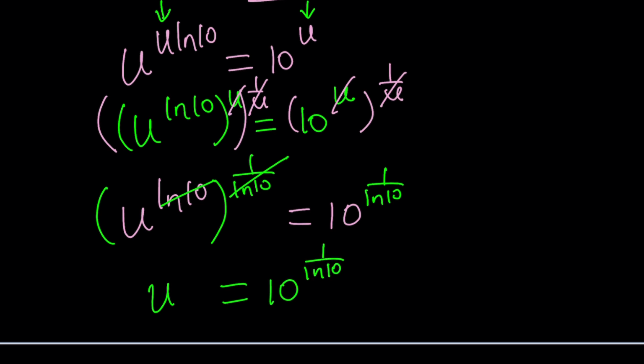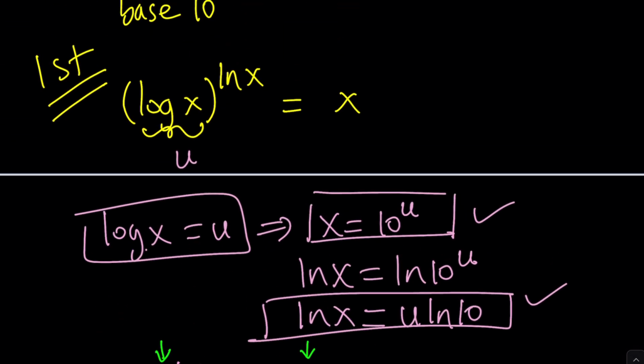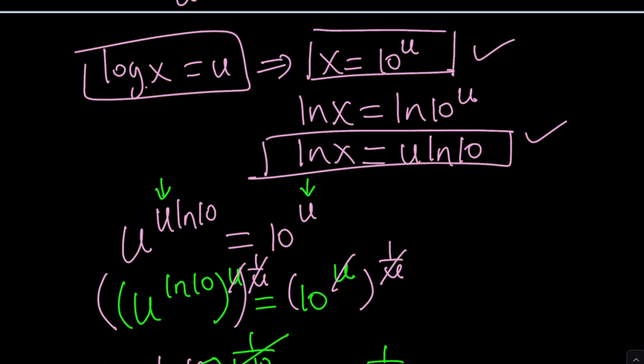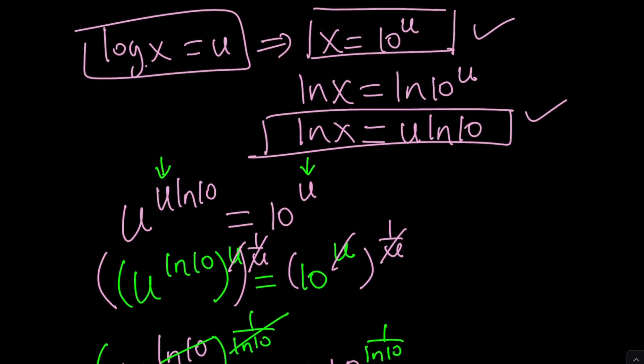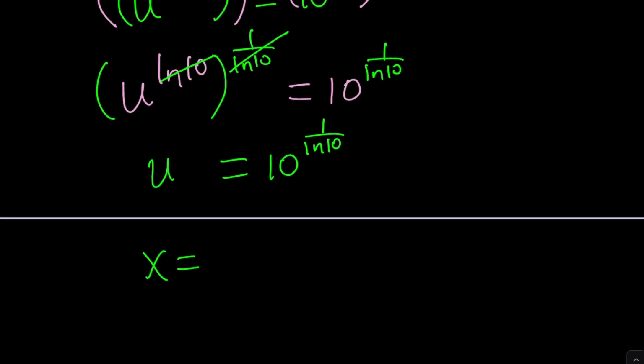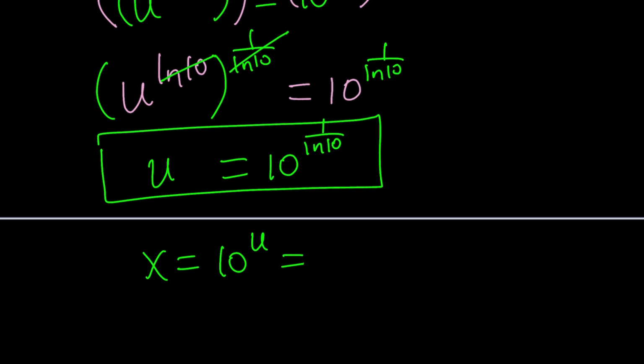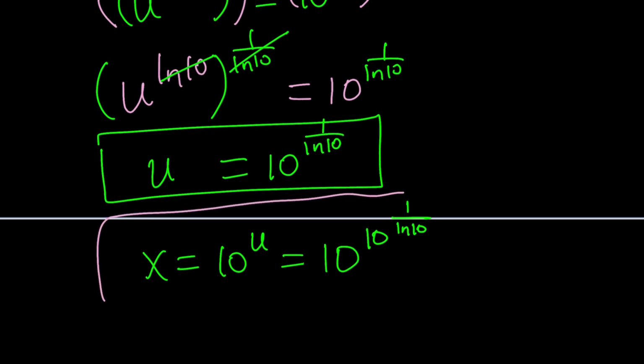But we need to be careful because we're not looking for u. We're looking for someone else, right? We're looking for x. And what is the relationship? Log x is equal to u. Or how do you find x from u? 10 to the power u. So x is 10 to the power u, but u is 10 to the power 1 over ln 10. So x should be, from here, 10 to the power 1 over ln 10. Okay? It's like a superpower property, whatever.